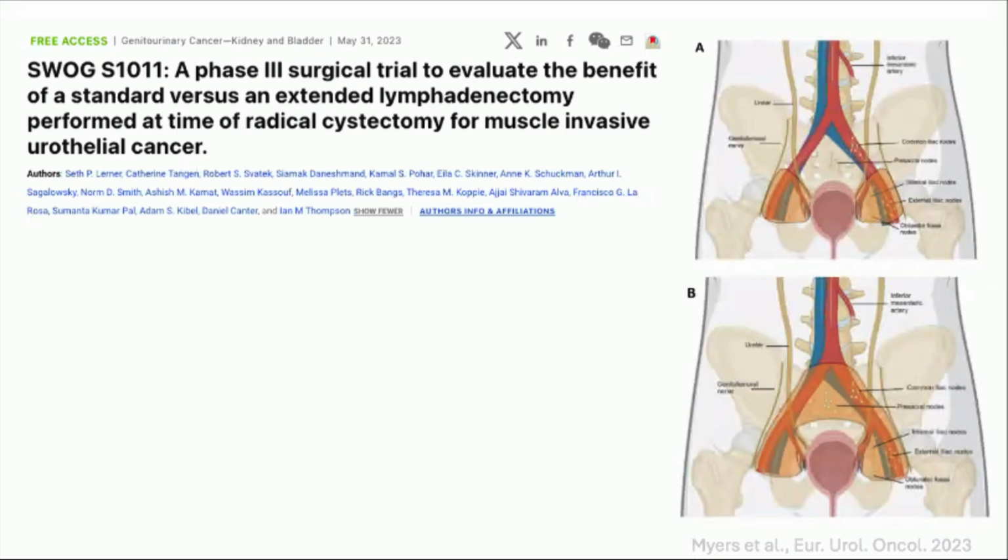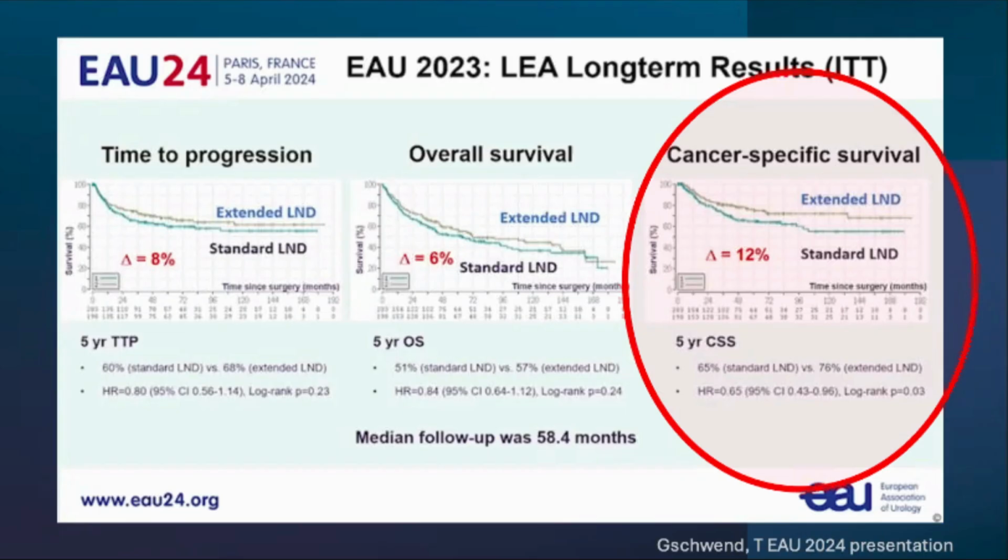Now, this is another very... Sandra, yeah. What was the hazard ratio? The hazard ratio was 0.65. 0.65. Yeah. Thank you.